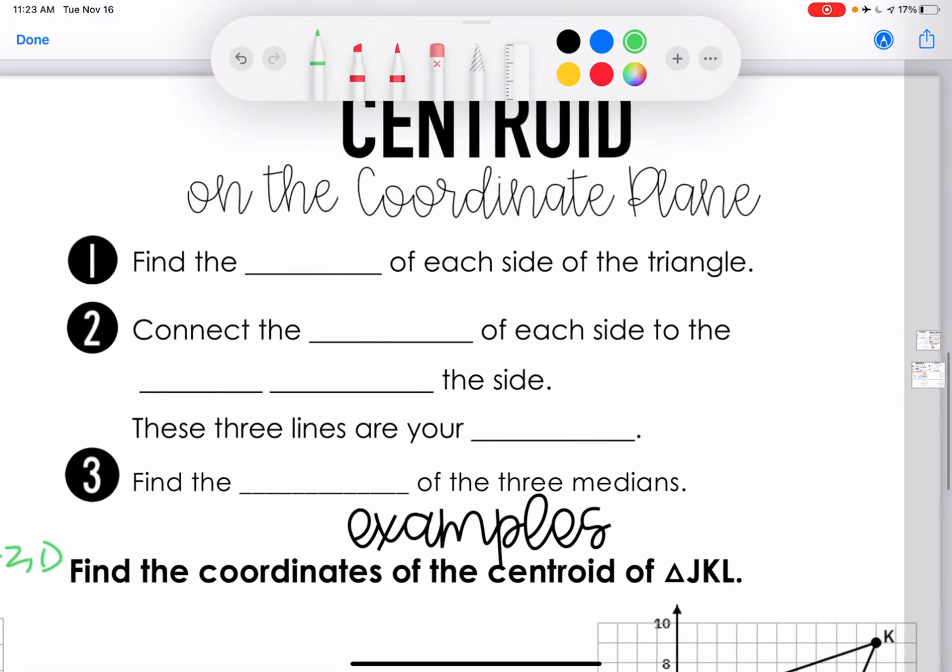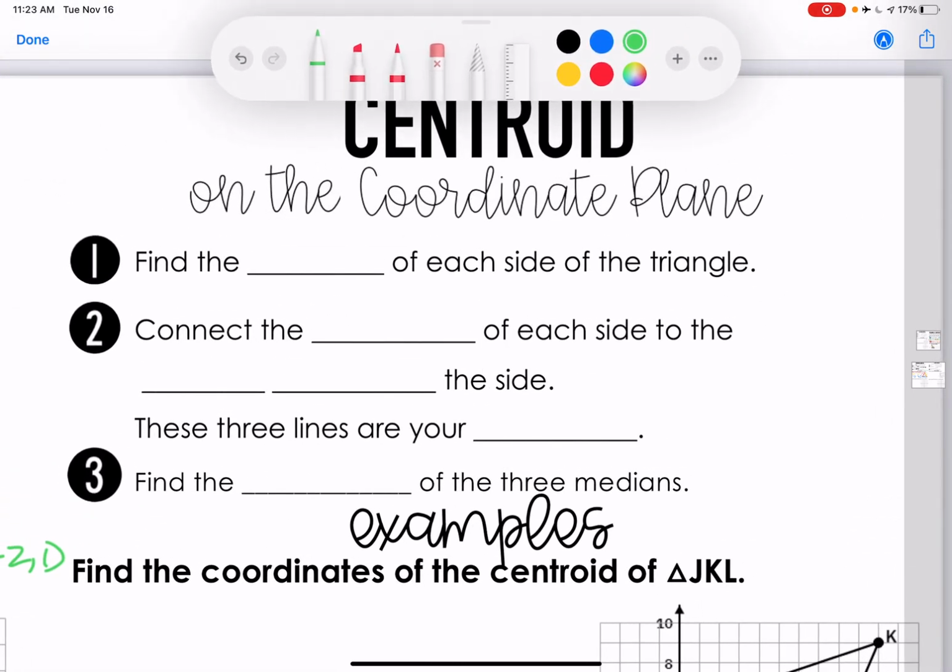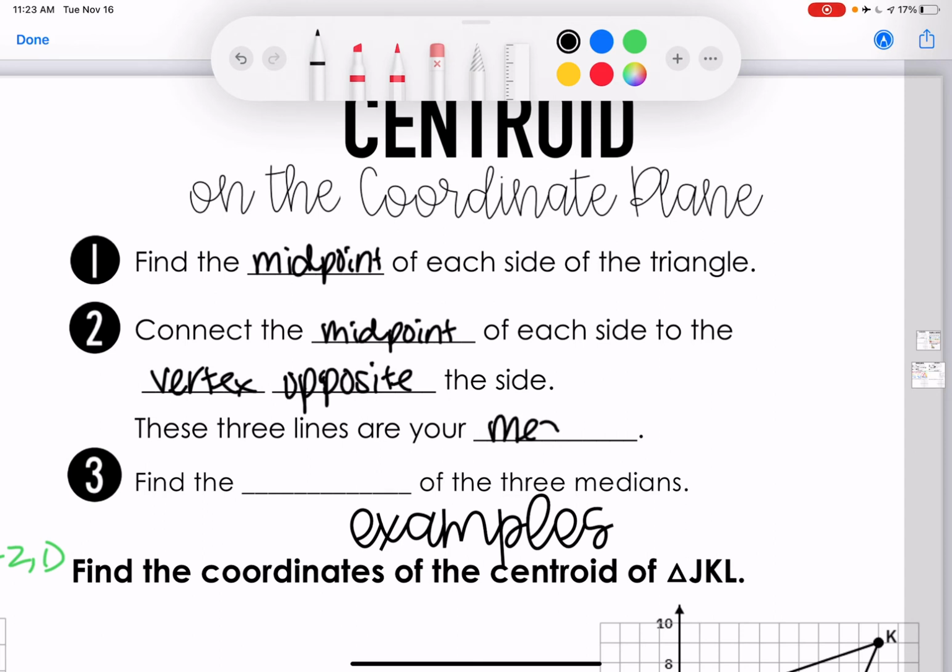All right, let's do centroid. And I'm going to go a little bit faster now that you've kind of got the handle on things. Centroid, you are going to remember working with median, so that means you're going to use the midpoint formula. You're going to find the midpoint of each side of the triangle. Then you're going to connect the midpoint of each side to the vertex or angle created opposite the side. These 3 lines are your medians. And then you're going to find the intersection of the 3 medians to make your centroid.